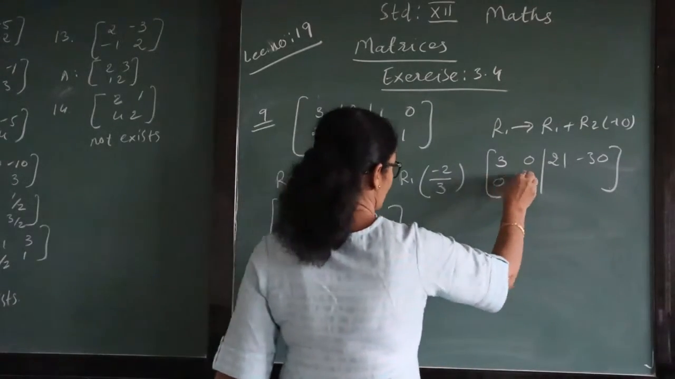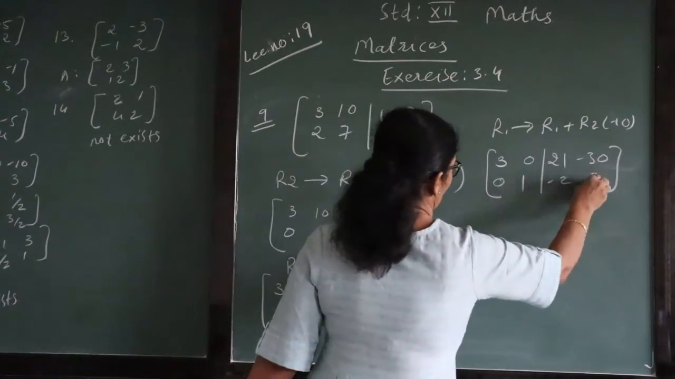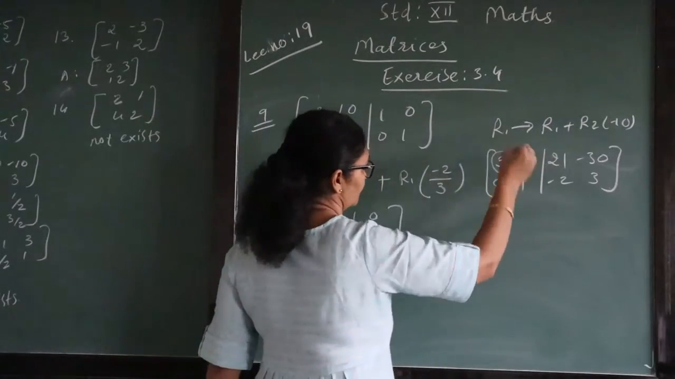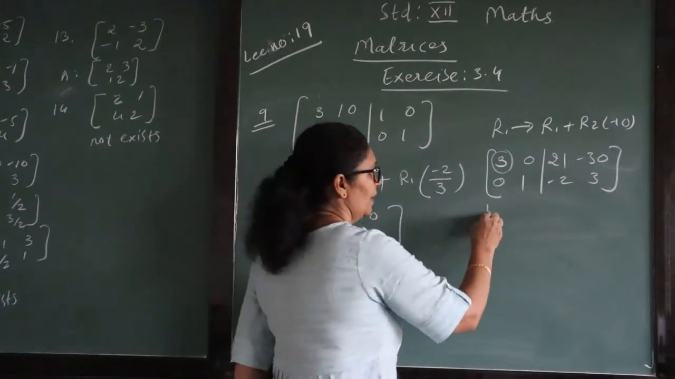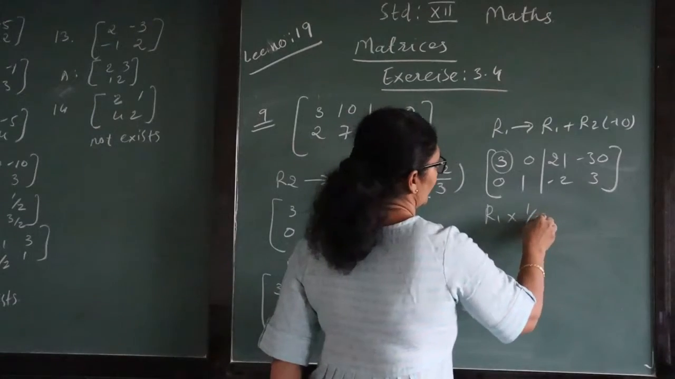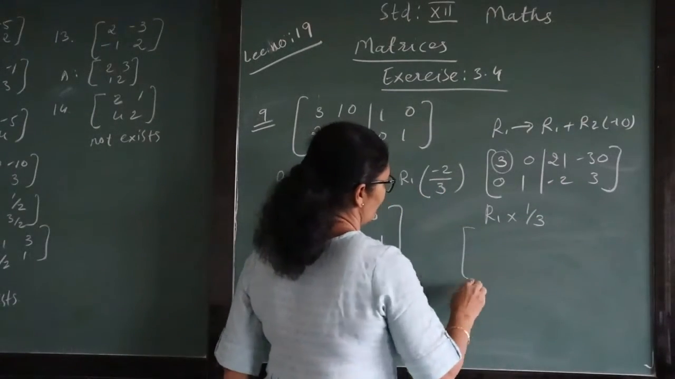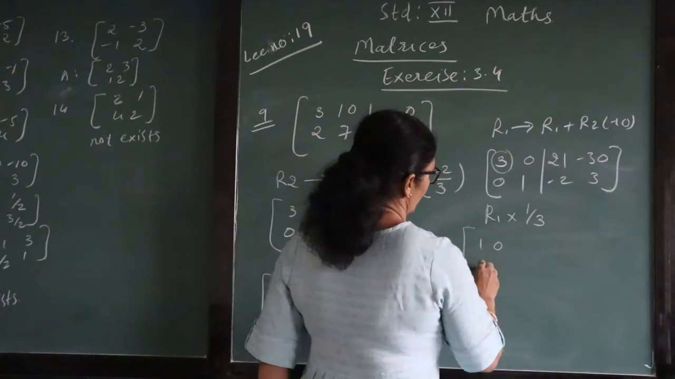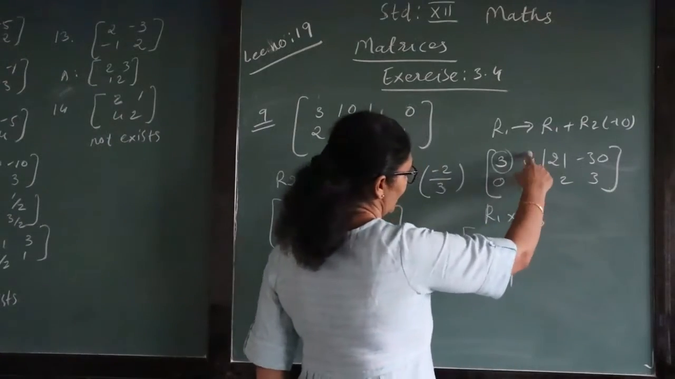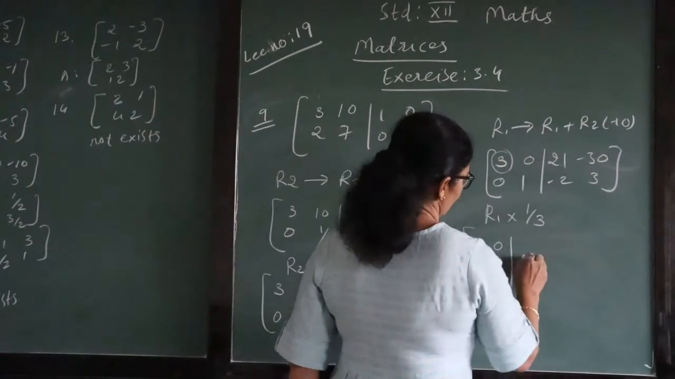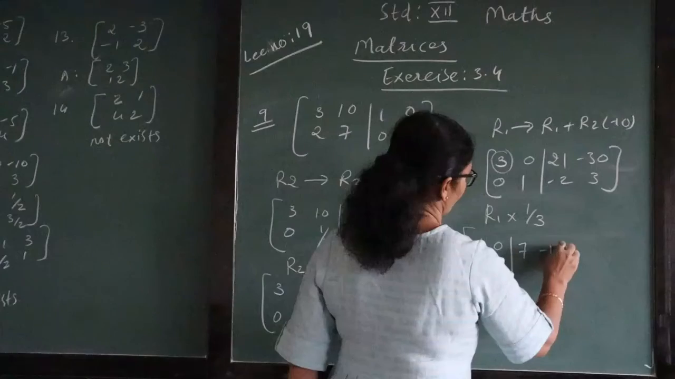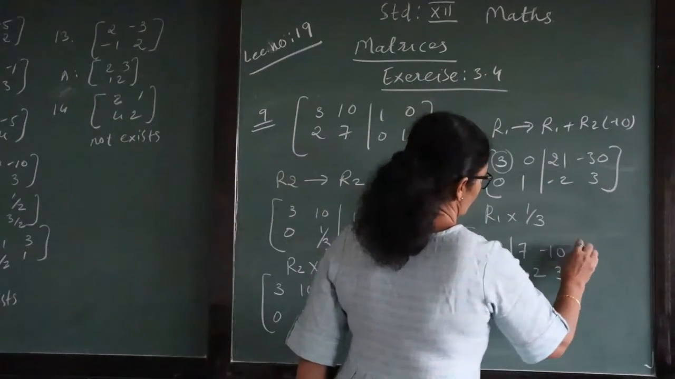Okay, now next is 0, 1, minus 2, 3 as it is. Now here we want 1. So very simple, R1 multiply by 1 by 3, or you can say divide by 3. So you get 1, 0, 0, 1. We are getting identity matrix here. Divide this by 3. So 7 minus 10 minus 2 and 3.